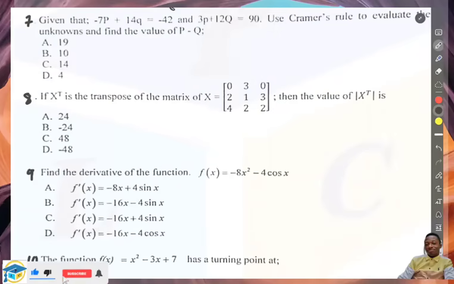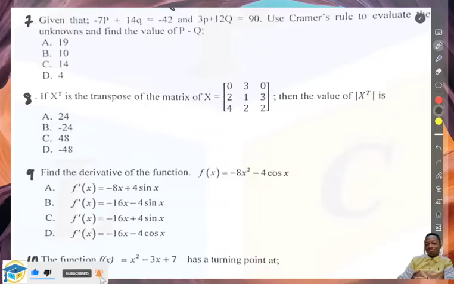Question number 7. Given that -7p plus 14q is equal to -42 and 3p plus 12q is equal to 90, using Cramer's rule to evaluate the unknown and find the value of p minus q. Remember, here is an MCQ type, and so therefore, we are not interested in your workings, but at the end of the day, we are interested in your answer. That's what I'm trying to put across here.